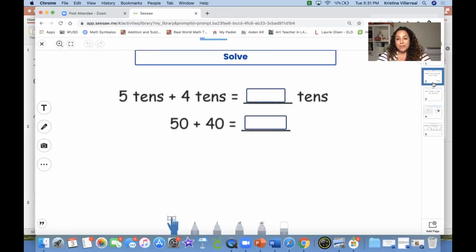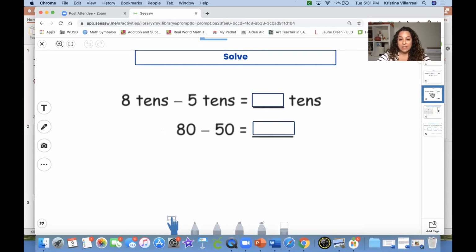Okay, remember, your first Seesaw activity is to always watch this video, but the first activity is, I want you to tell me what's 5 tens plus 4 tens. How many tens does that equal? Remember, we're talking about the units. We're not talking about the value of the units. So what is the unit? And then tell me what 50 plus 40 is. And then we have 8 tens take away 5 tens. How many tens do you have left? And then tell me what 80 take away 50 is.